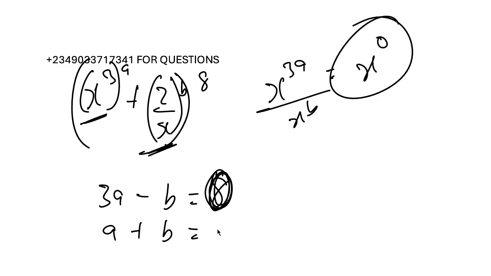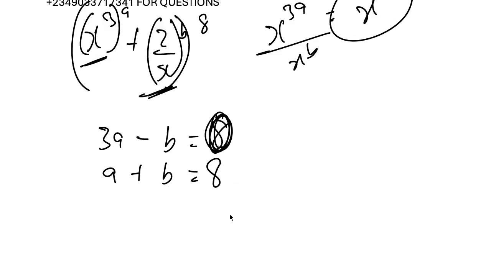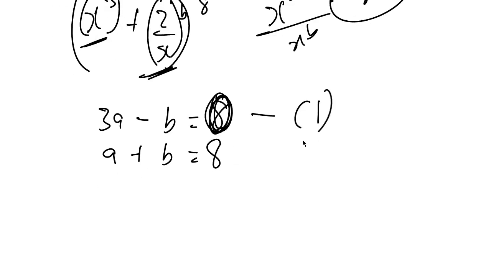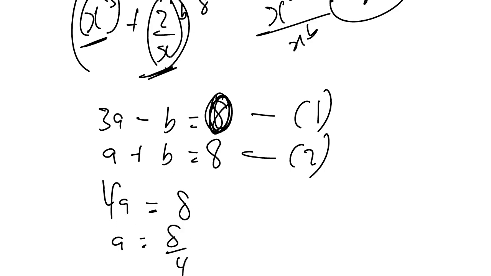That means that a plus b is what? Is 8. Very good. So adding equation 1 and equation 2, 3a plus a is what? 4a. Minus b plus b is what? 0. 0 plus 8 is what? 8. That means a is equal to 8 over 4, which is what? 2, right? And if a is 2, that means b is what? 6, because a plus b is 8. So b is what? 6.